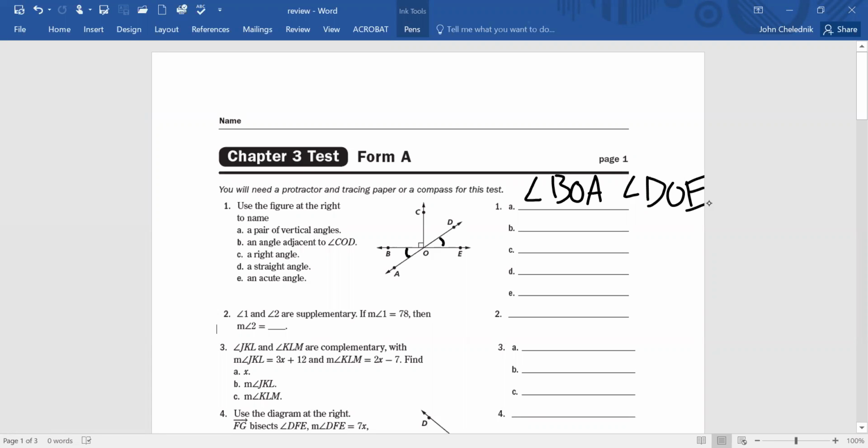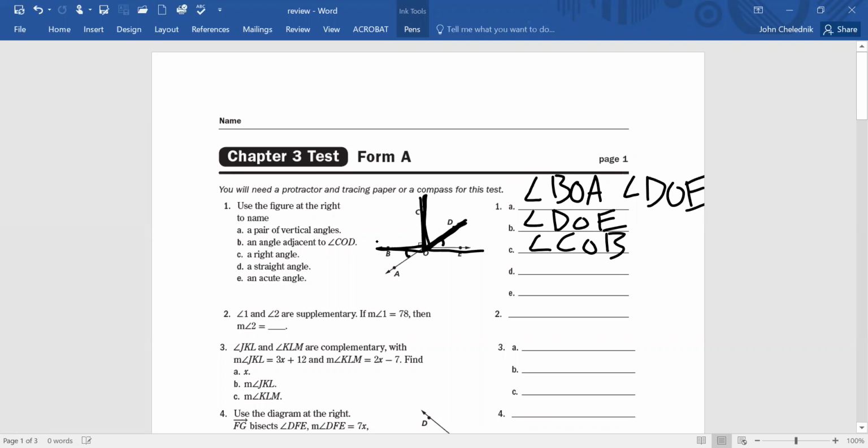Part B says, name an angle adjacent to angle COD. Angle COD is this angle right here. So an angle that is adjacent to it, adjacent means right next to, would be this angle here, angle DOE. You could also put angle COB if you wanted to. That is also adjacent. A right angle. Well, I'll tell you, this has a 90-degree symbol in it, so how about angle COB?